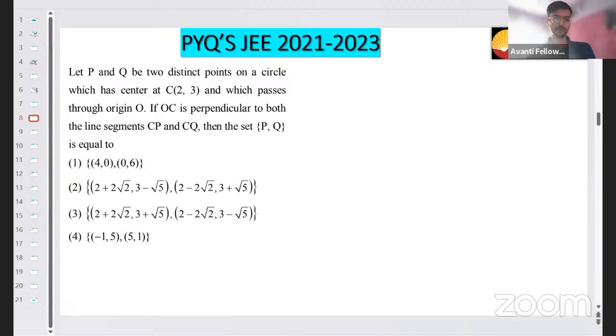So what is the next question? I'll give you time to read. Let me read it with you. P and Q are two distinct points on a circle. Okay, center is also given, which passes through origin. Okay, the circle passes through origin. If OC is perpendicular to both the line segments CP and CQ, then we have to find the coordinates of P and Q. Now, it's an interesting question.